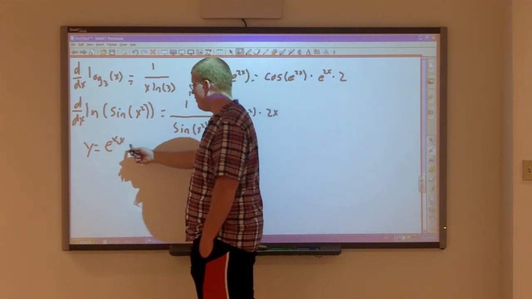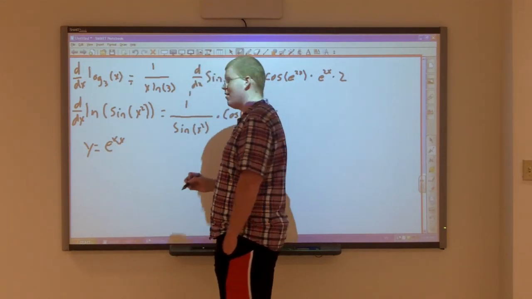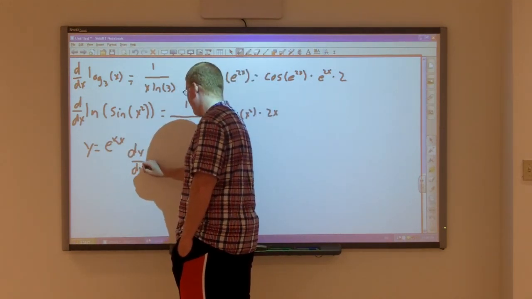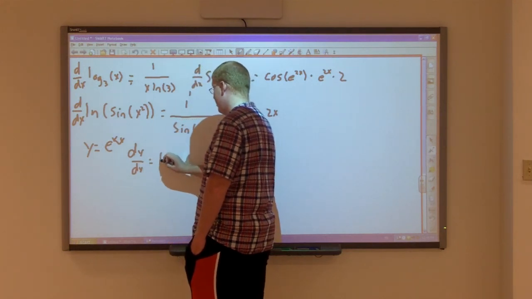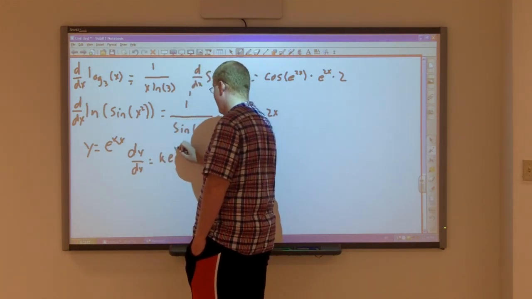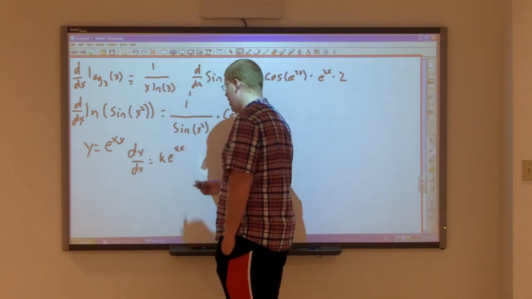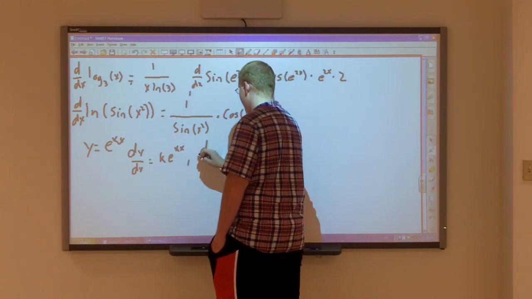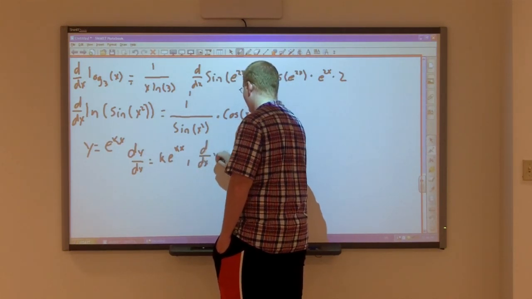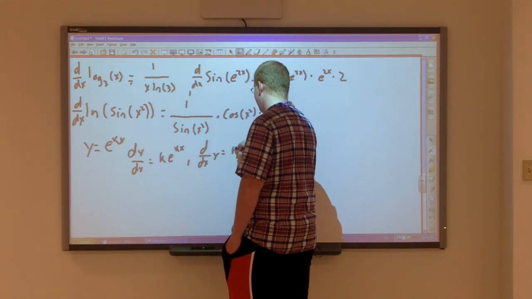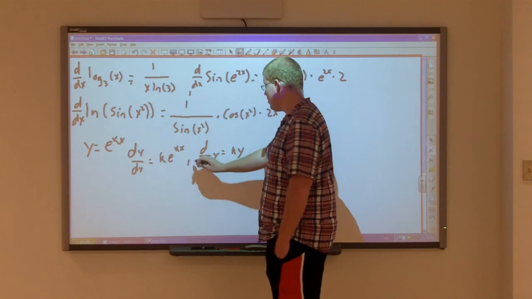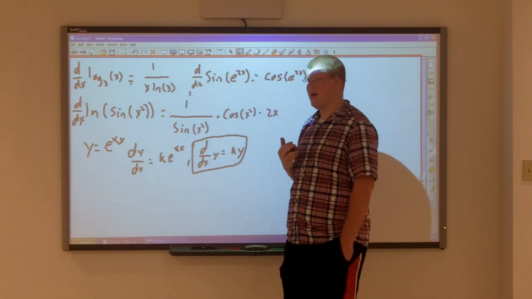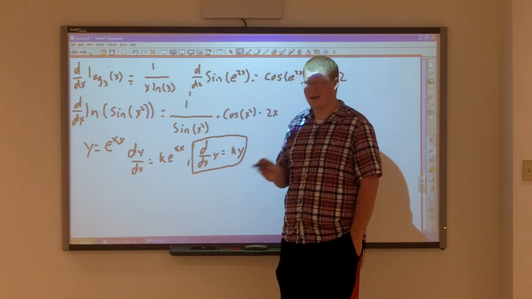So what we do here is we take the derivative of both sides and we find that dy dx is equal to k times e to the kx. Now, e to the kx is simply y. What we find is that the derivative of y is equal to k times y. And this is extremely important any time you're doing exponential growth and other things like that, population models, all kinds of things.